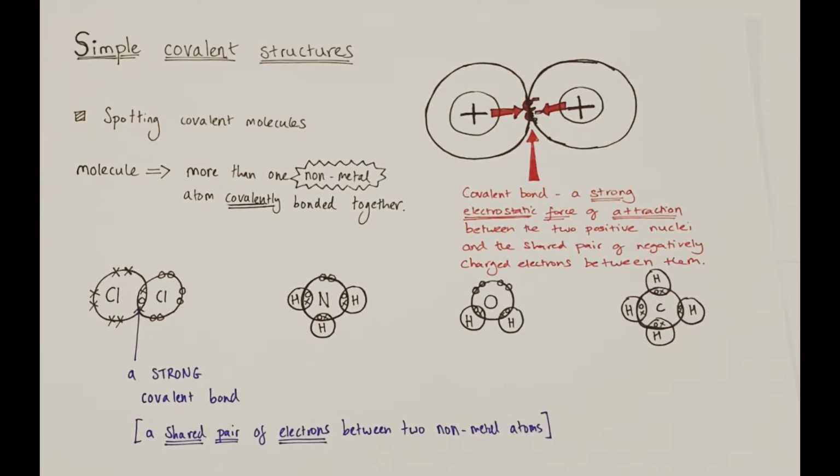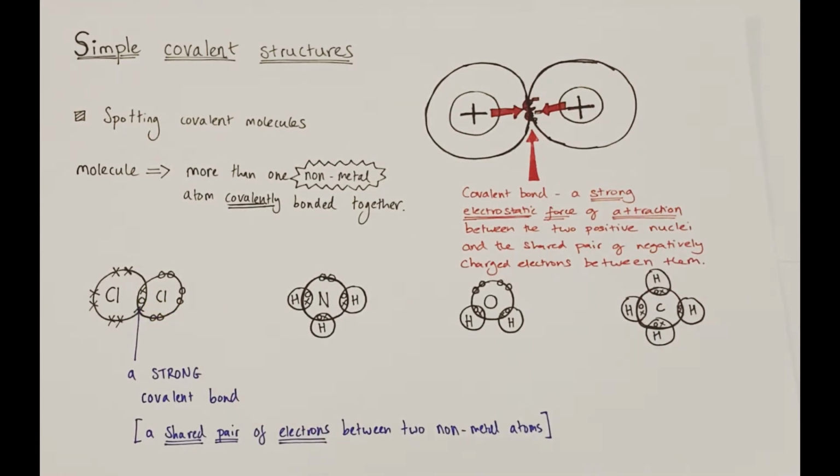What does covalent mean? A covalent bond is a shared pair of electrons between two non-metal atoms. So you can see between these two chlorine atoms in this chlorine molecule, we have one covalent bond, which is strong here, shown by the dot and cross, the shared electrons in the sharing area here.